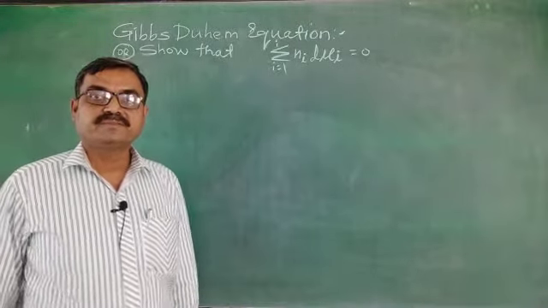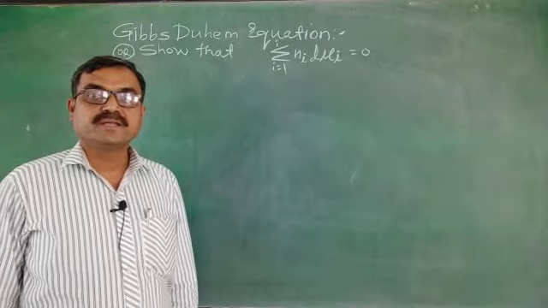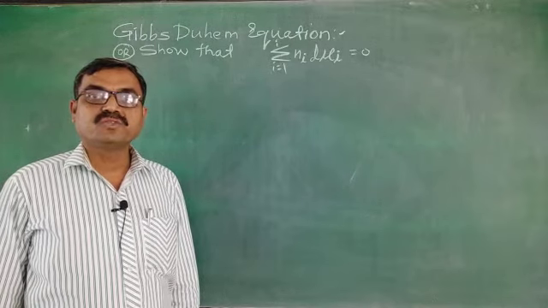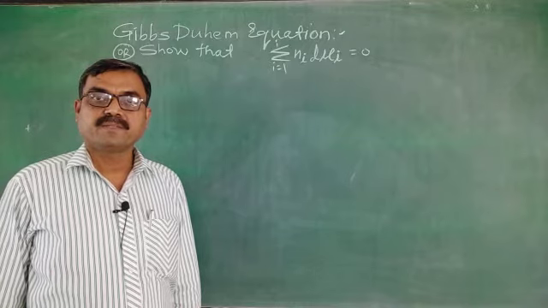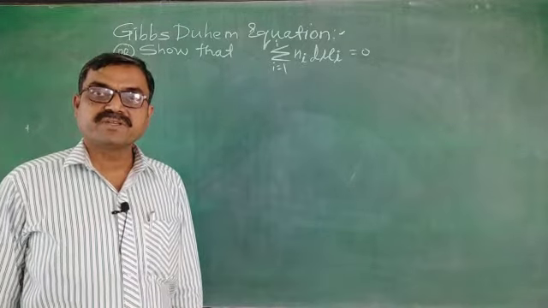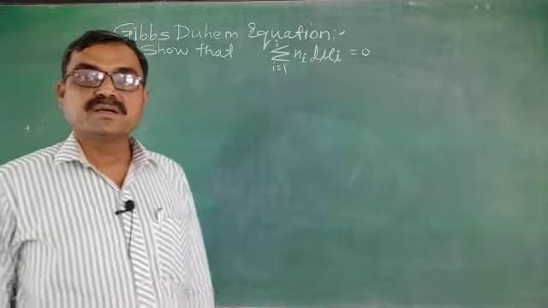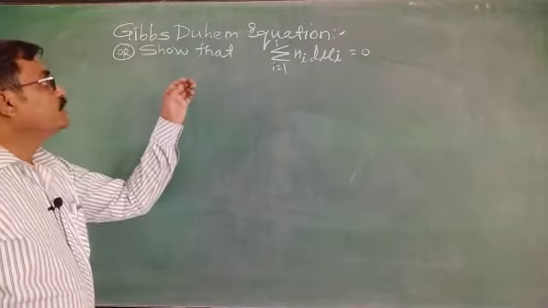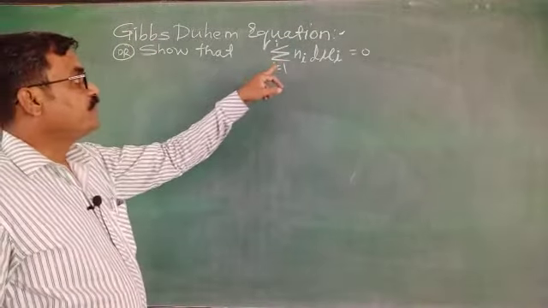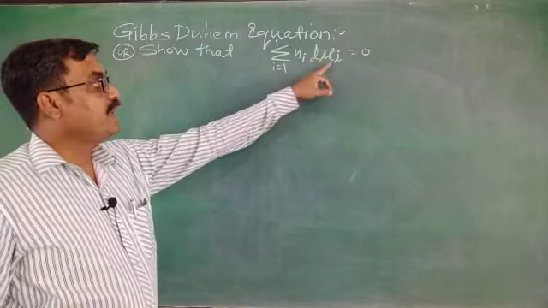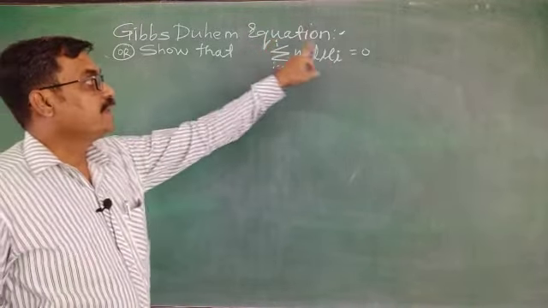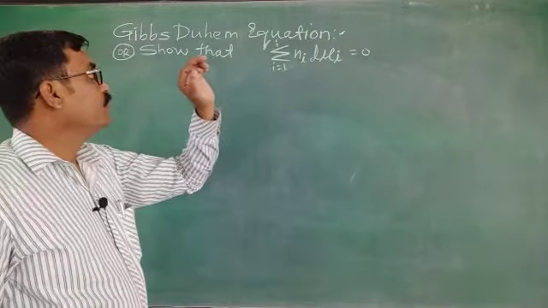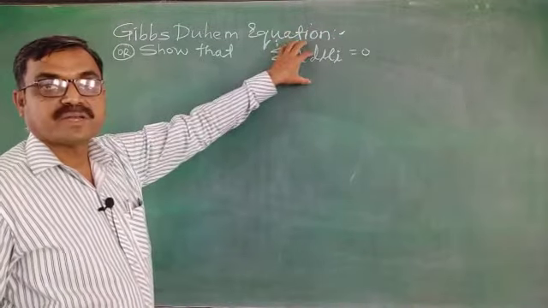Hello students, in this lecture we have to see the Gibbs-Duhem equation. This Gibbs-Duhem equation is also the summation of Ni d mu i, i equals 1 to I, equals 0. This is also the Gibbs-Duhem equation.